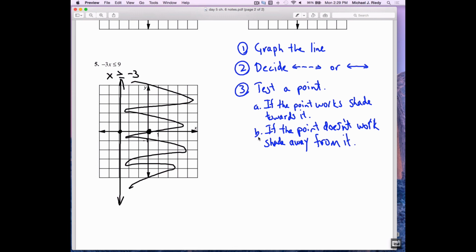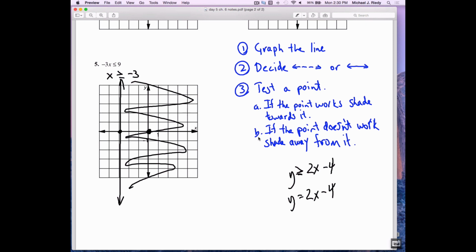So if I give you something like y is greater than or equal to 2x minus 4, how are you going to graph that? Well, turn it into an equal sign. And now figure out how you're going to graph that. How do I graph that line? What's the y-intercept? Negative 4. What's the slope? 2. Up 2 over 1.